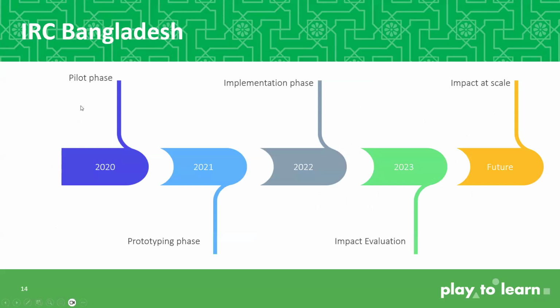This model followed multiple phases. As you can see, there was a pilot phase in 2020, then we followed a prototype phase based on the learning from the pilot phase to improve the model. Then we went for an implementation phase, and finally, we completed the impact evaluation phase that ended in 2023. Now, based on the impact evaluation results and other things, we are planning for impact at scale, or a scale-up of this model.